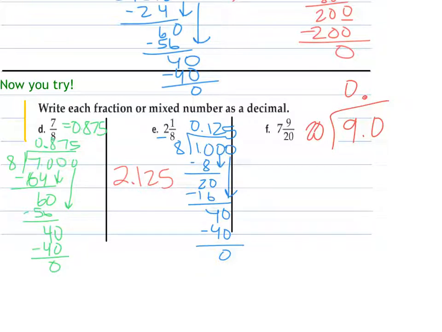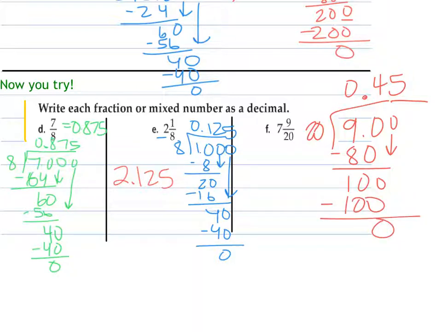20, 40, 60, 80. That's 4 times that it can fit into 90 without going over. 4 times 20 is 80. Do your subtraction. 90 minus 80 is 10. Add a 0. 20 into 100 would be 5. 20, 40, 60, 80, 100. Do your subtraction. Nothing else to bring down, so we have 45 hundredths.